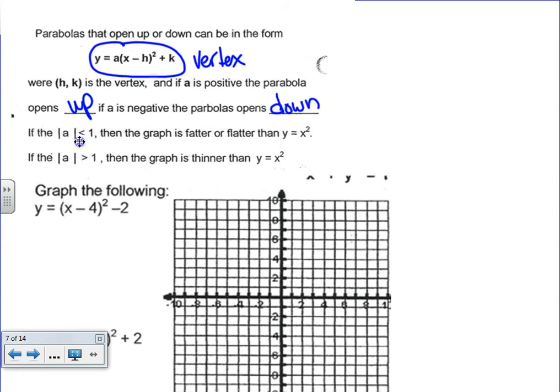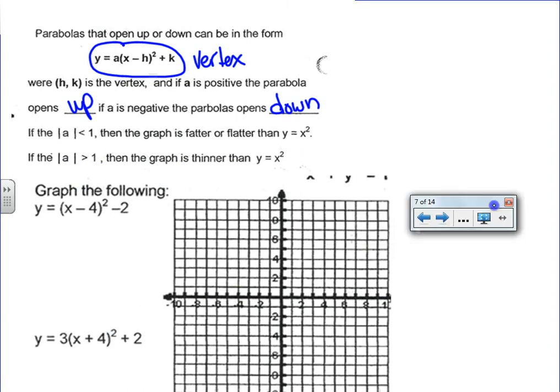If a was less than 1, like 1/2 or 1/3, that meant the graph was fat or flat compared to the original y equals x squared, because it's going up maybe half as fast as it used to, so it becomes a little fatter. If the absolute value of a is greater than 1, then the graph was a little skinnier, so it was going up 3 times as fast or 4 times as fast.